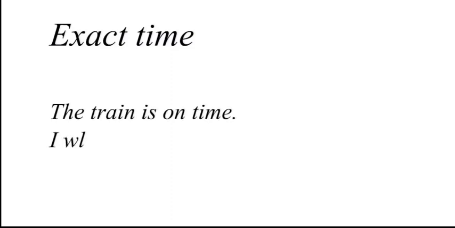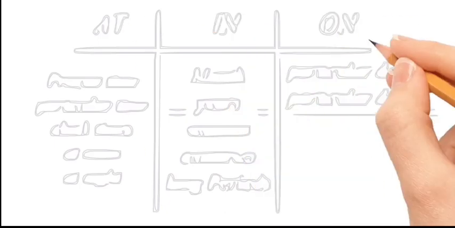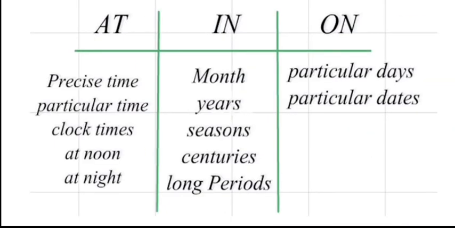I hope it's clear. Also, we use on to indicate exact time. Like the train is on time. And when we say to our friends, I'll be on time, I'll reach there on time. I hope it clears your confusion among in, on and at. Now let's move on to the next set of prepositions, which is until and by.